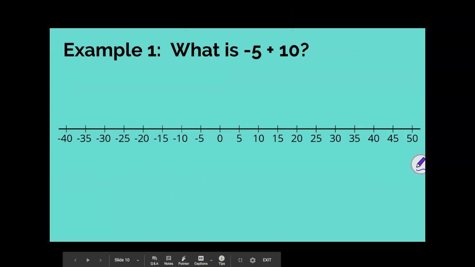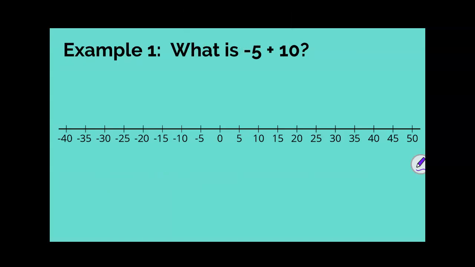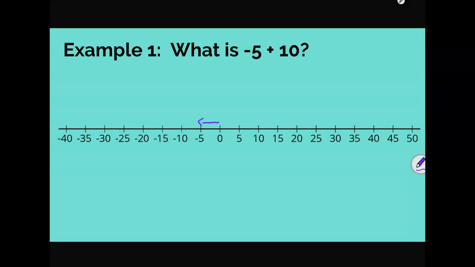Okay, so if we're going to solve negative 5 plus 10 on a number line, you're going to start at 0 and then make an arrow that goes 5 to the left. Starting at the end of that arrow, you're going to represent plus 10, go 10 units to the right. We end at 5, so we'd say negative 5 plus 10 equals 5. Try one more for me.